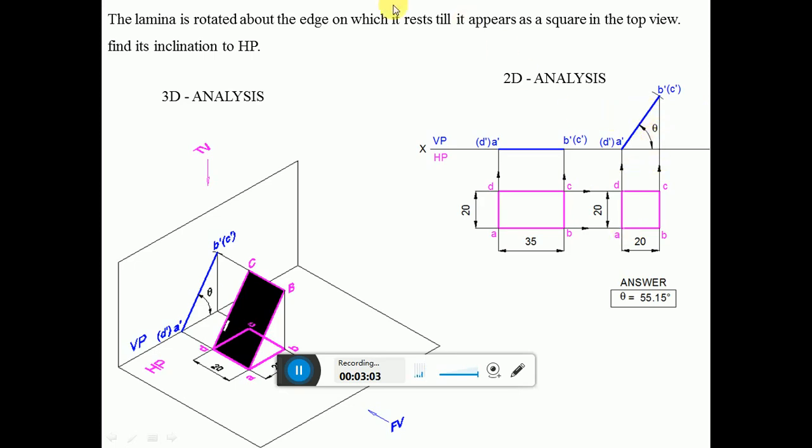So measure this inclination. Theta is equal to 55.15 degrees, which you get when doing it in the computer, but since you are doing it manually, by keeping the protractor here, you measure the inclination of this line with respect to the horizontal, and you will be getting around 55 degrees.